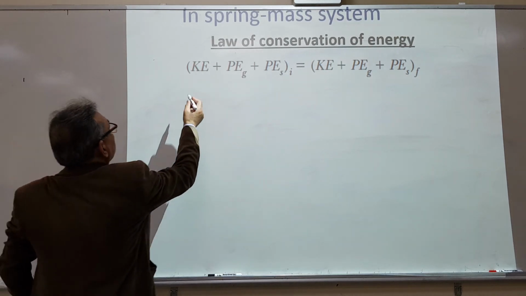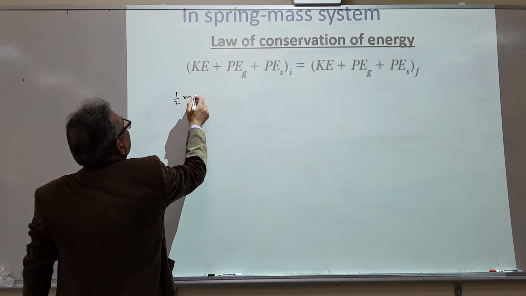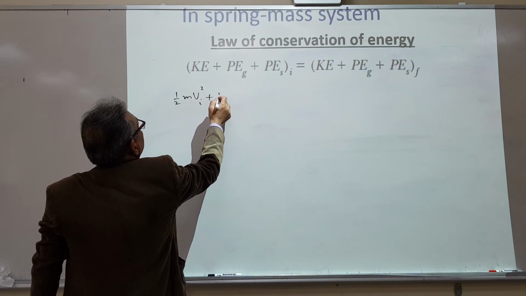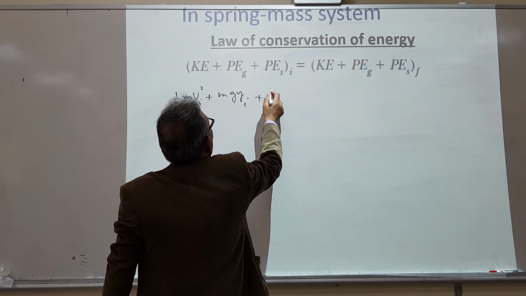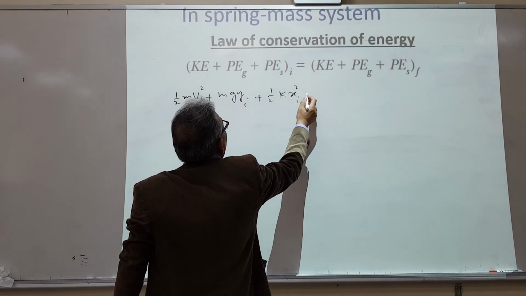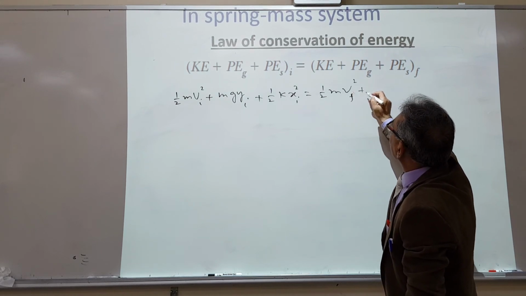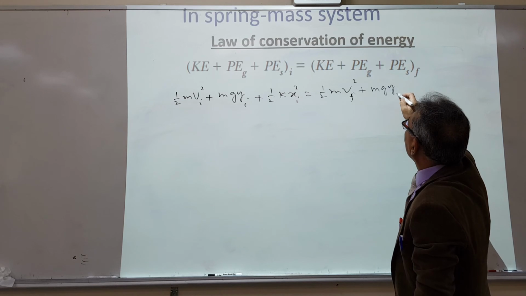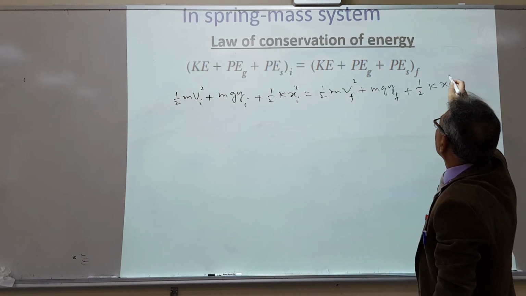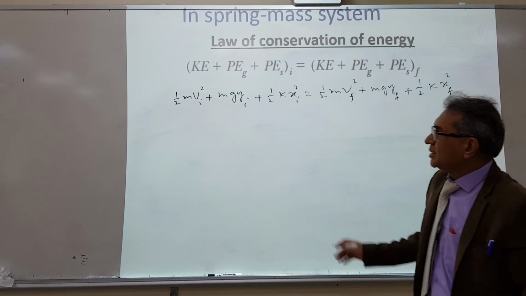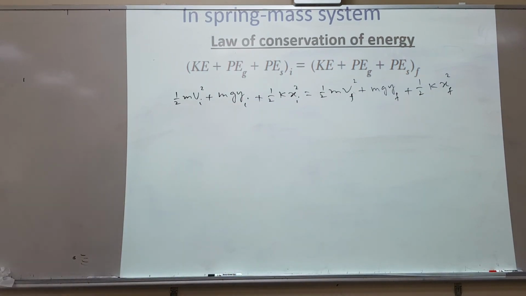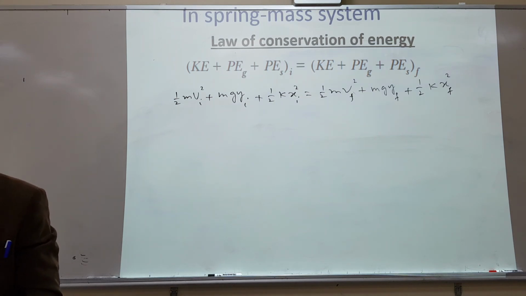So it is like this: kinetic energy half m v i square, plus mgy initial, plus half k x initial squared, equals half m v f squared plus mgy final plus half k x squared final. This is the equation. Such formulas help us in solving different motion problems of objects or systems of objects in physics.